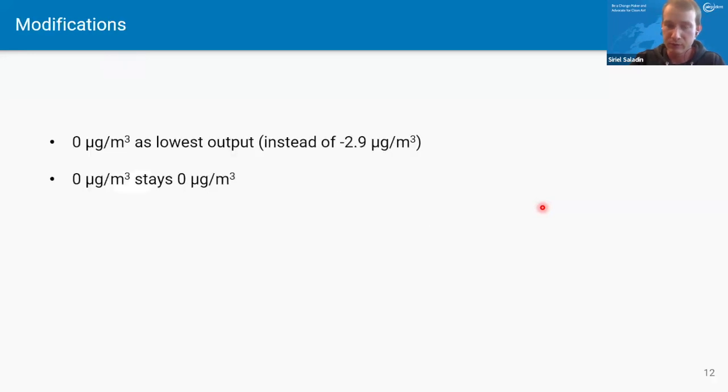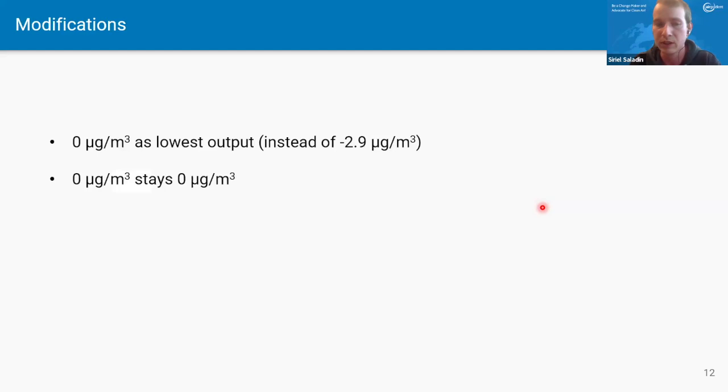Then last slide, we have not implemented the algorithm exactly as stated by EPA. We have done 2 modifications. First, we have 0 as the lowest output. We observed that the algorithm at low concentrations and high humidities can lead to negative PM2.5 values with a maximum of minus 2.9 micrograms per cubic meter. So we have defined that 0 is the lowest output.